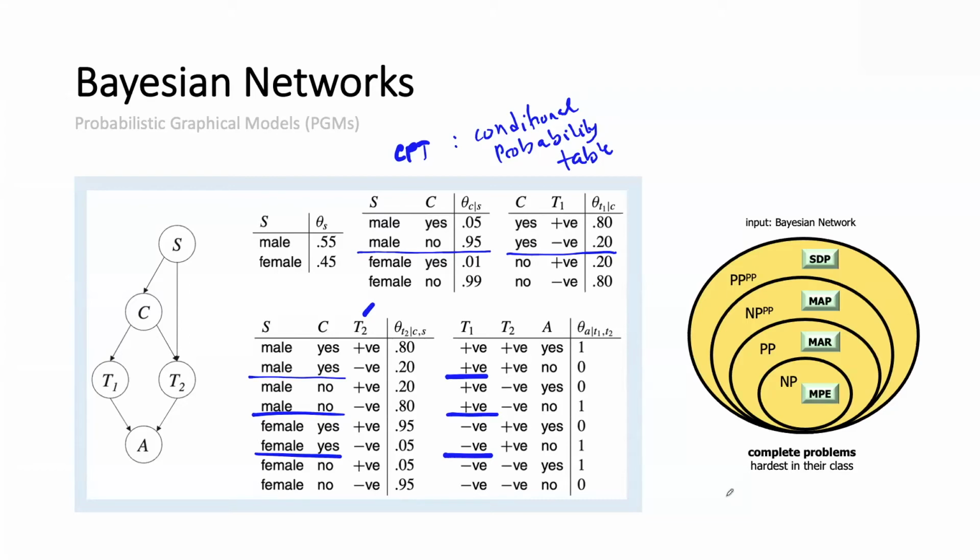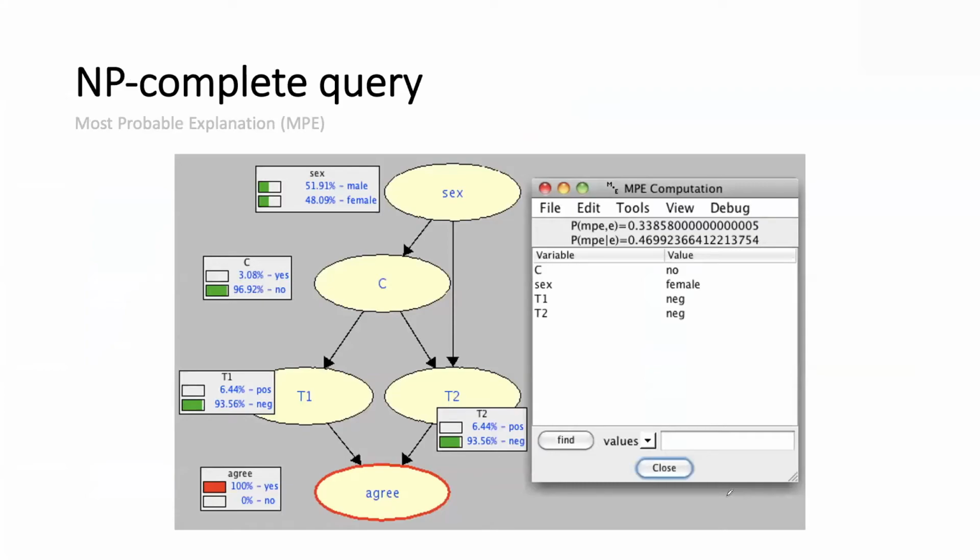Okay, guys, so let's go to the problems. We're going to do basically 4 slides, 1 slide on each problem. And this is the first problem, which is known as MPE, which stands for most probable explanation.